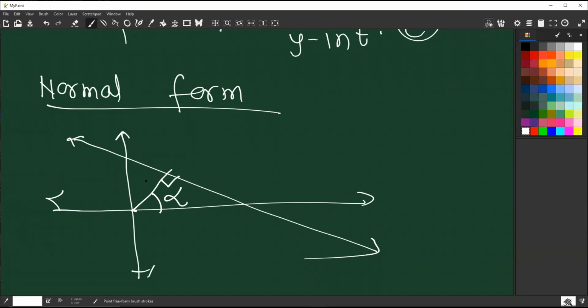If P is the length of the perpendicular, the length of the normal, and alpha is the inclination of the normal, then the equation of the line in its normal form is x cos alpha plus y sin alpha equals P. This is the normal form.